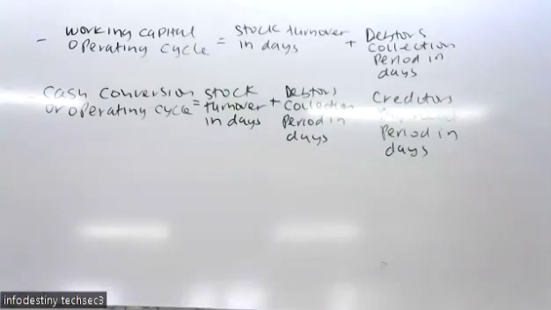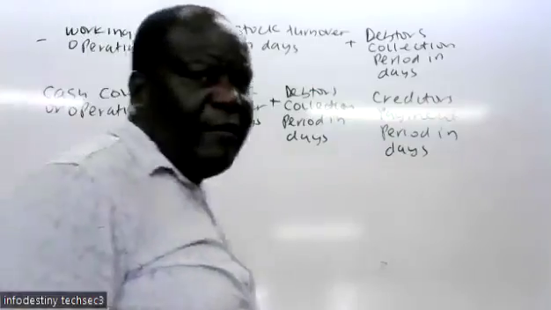The working capital operating cycle is simply the stock turnover plus what? The debtors collection. So that's now the information we can have for that level.